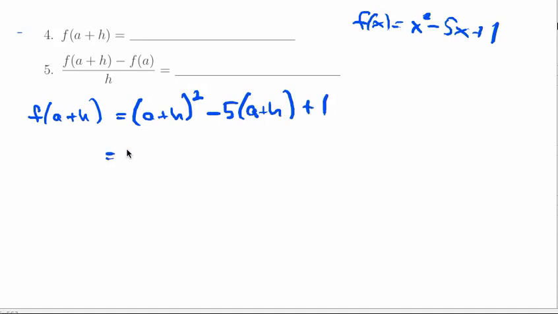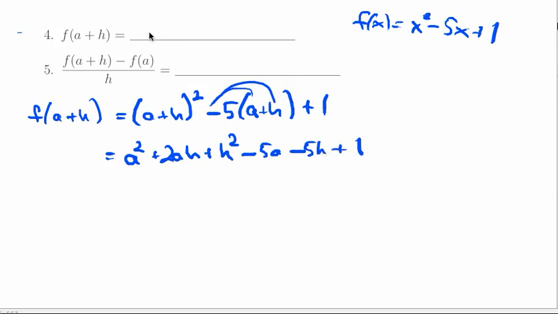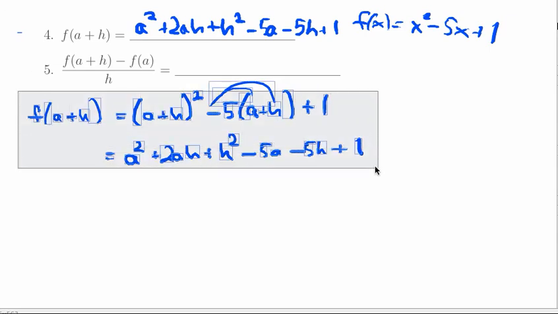Okay, then we're going to expand this using the FOIL method. That gives us a squared plus 2ah plus h squared. I'm going to subtract a 5a and subtract a 5h plus 1. And there are no like terms in the result here, so that is it as far as the simplifying goes. I'm just going to copy this up to the blank. I'm going to need that space below to do problem number 5 because it gets a little lengthy. Okay, there we go. Let me just get rid of this.